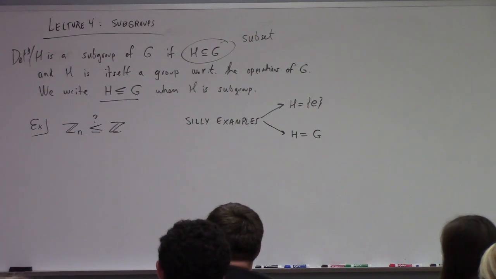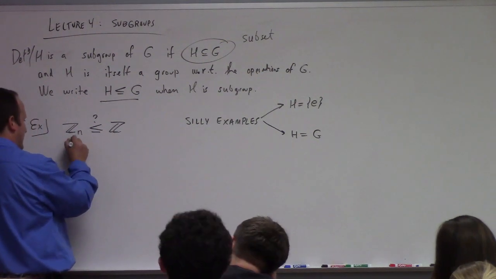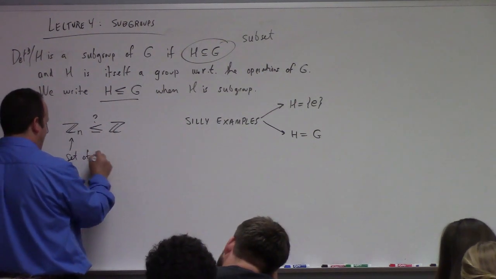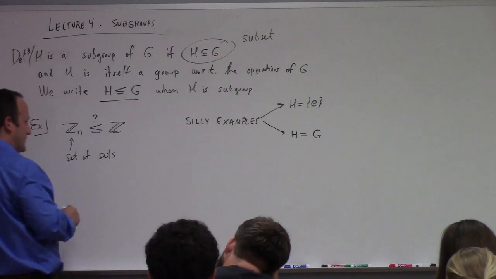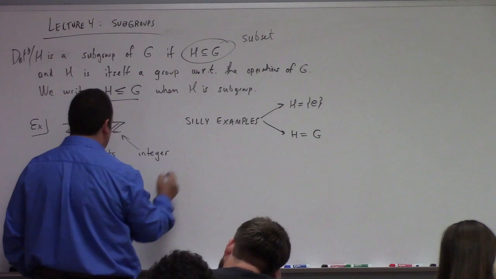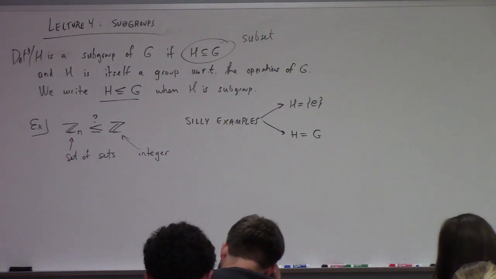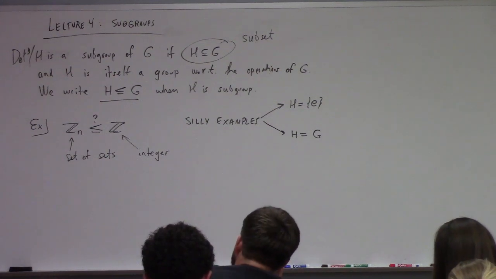The answer is no, it is not a subgroup. These are not even subsets. This is a set of sets, right? This is just integers. These aren't even the same object type. Zn is not a subset of Z. So no, it's not a subset.